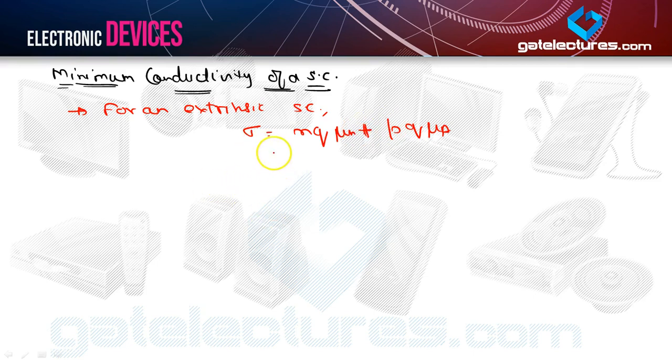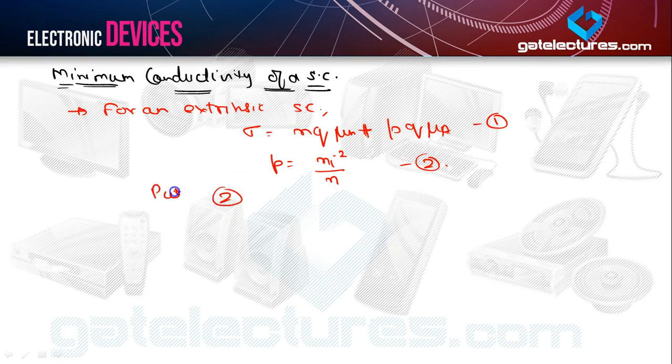Now let's apply the mass action law: p is equal to ni square by n. We know this for an extrinsic semiconductor, and by default we are considering an n-type semiconductor. This is equation 1, and this is equation 2. Now put 2 in 1. So what do we get? Sigma is n q mu n plus ni square by n q mu p.